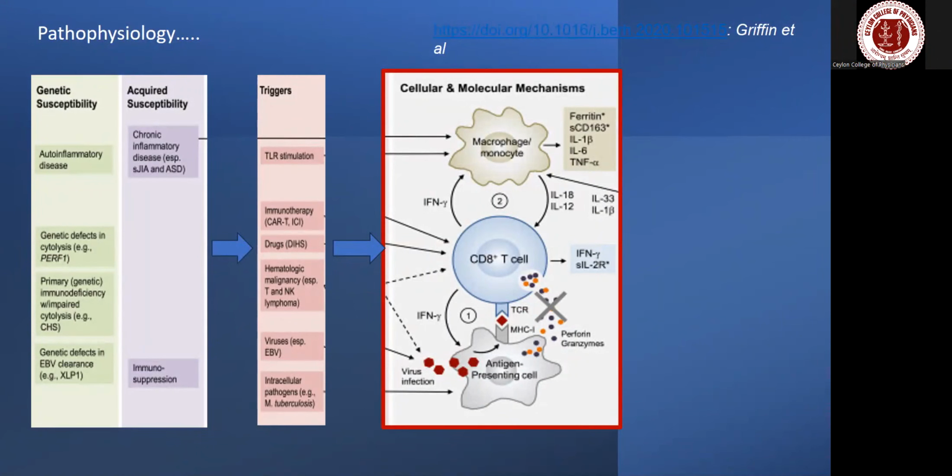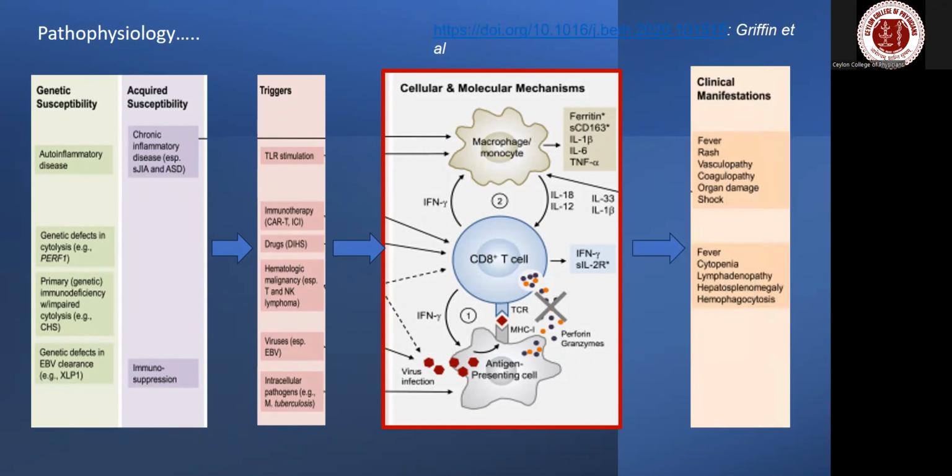And then these macrophages and the monocytes will keep on stimulating the cytotoxic T cells. These cytotoxic T cells, when stimulated, will also secrete a variety of cytokines like interferon gamma and interleukin-2 receptors, which will cause multiple organ damage. So these cytokines are the molecules responsible for the clinical manifestations like fever, rash, vasculopathy, organ damage, and so on.